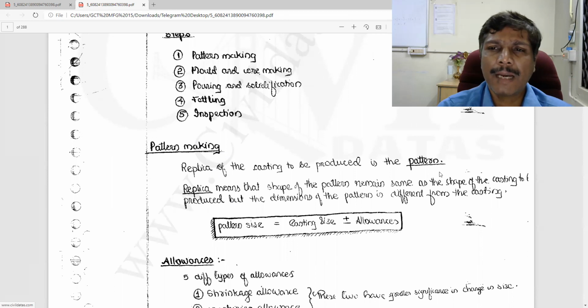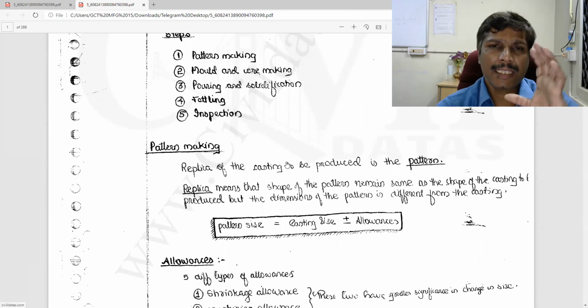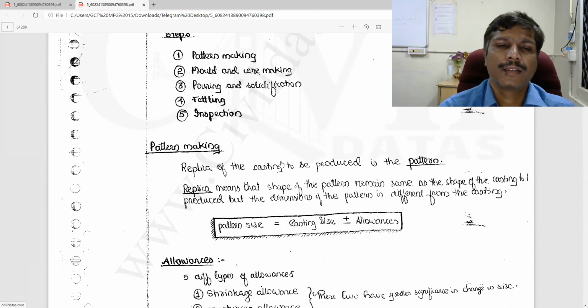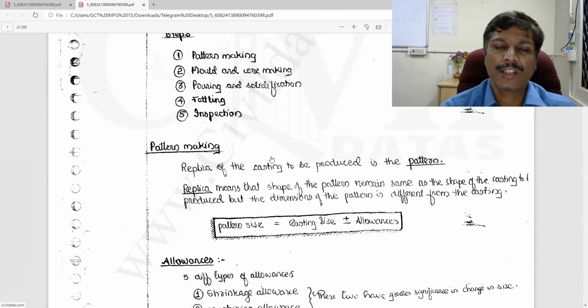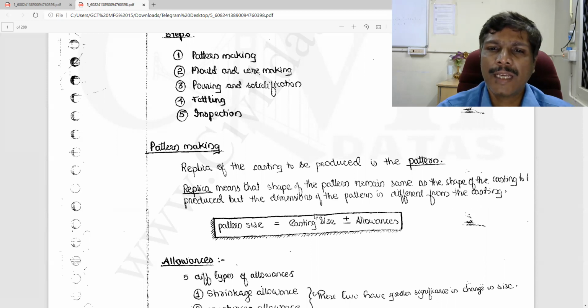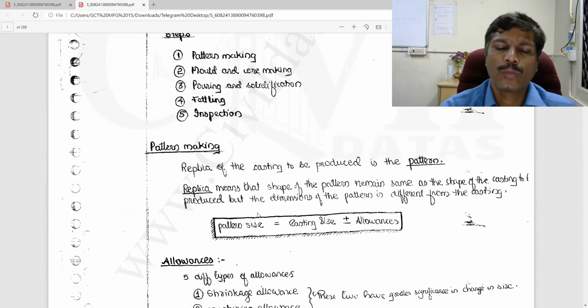Pattern is the replica of the casting. That means it has the same image, the same shape, and the same size as the casting. Replica means the shape of the pattern remains the shape of the casting, but the dimension of the pattern is altered by the allowance. So pattern size equals casting size plus or minus allowance.